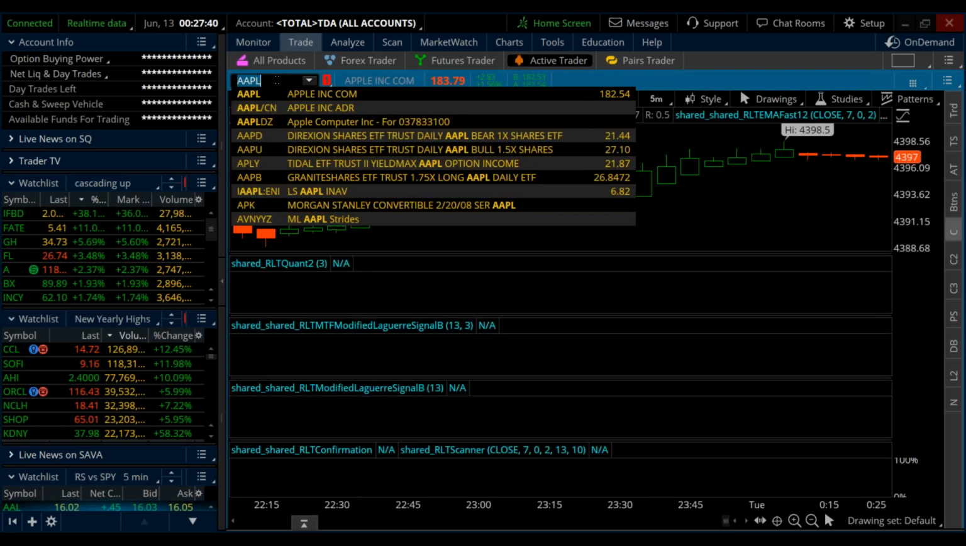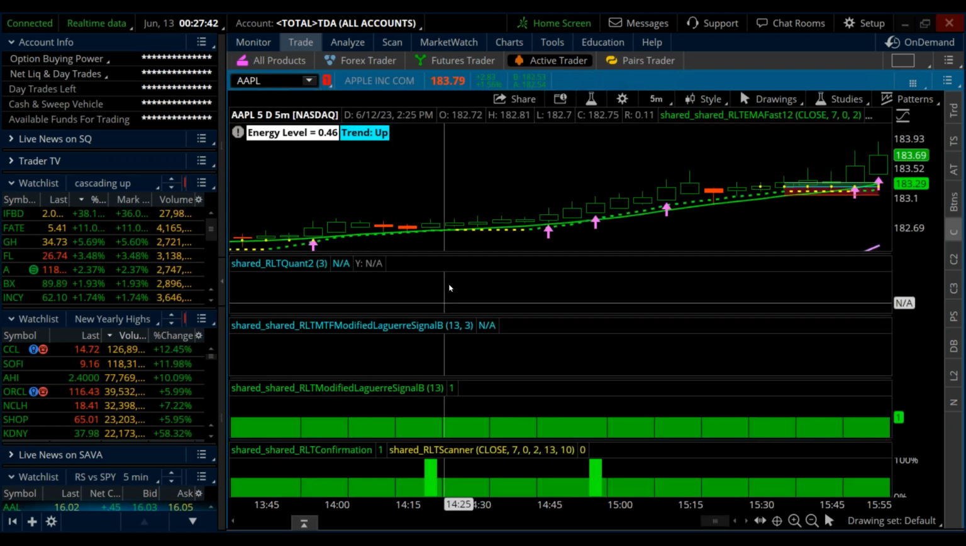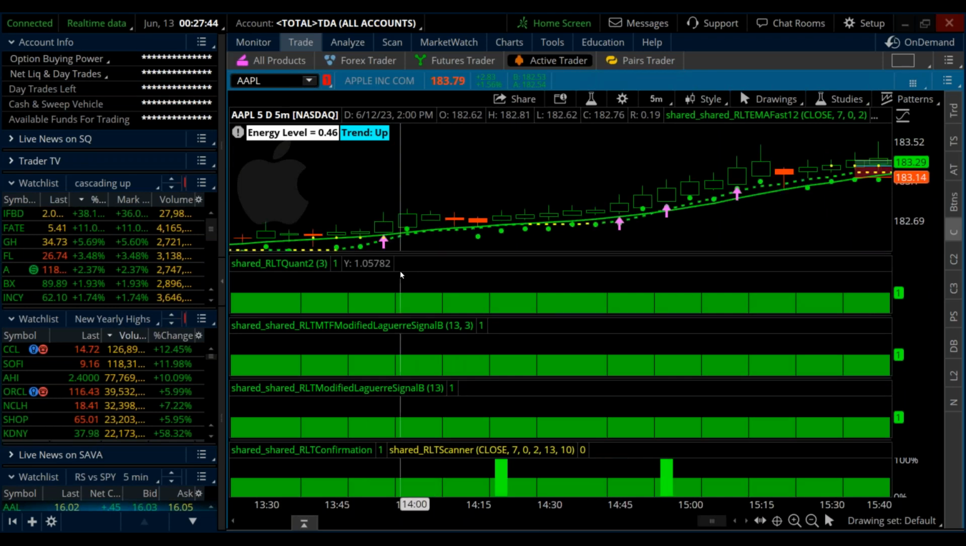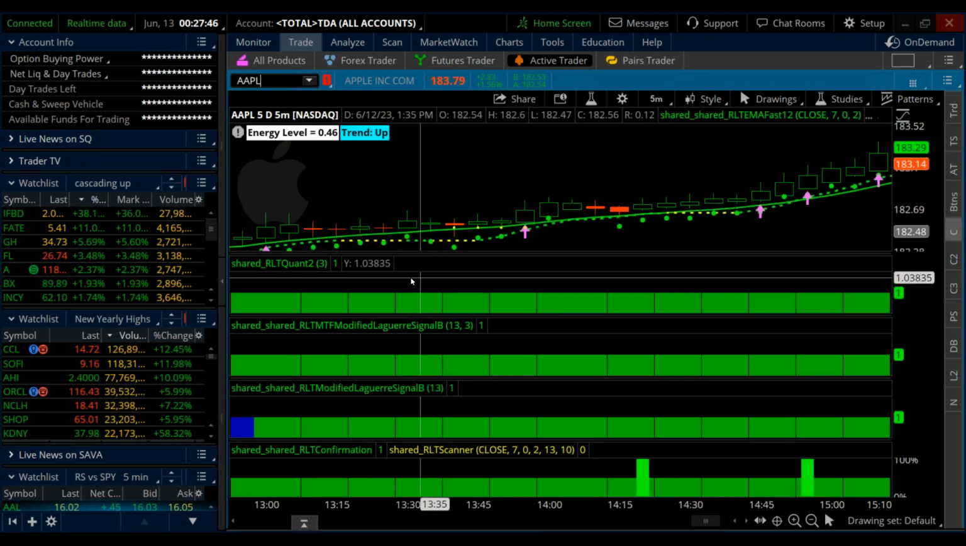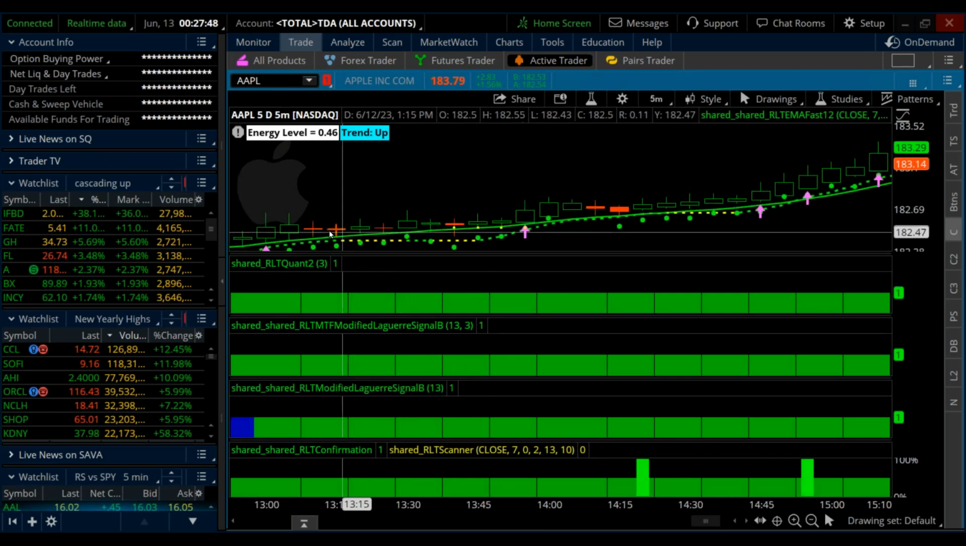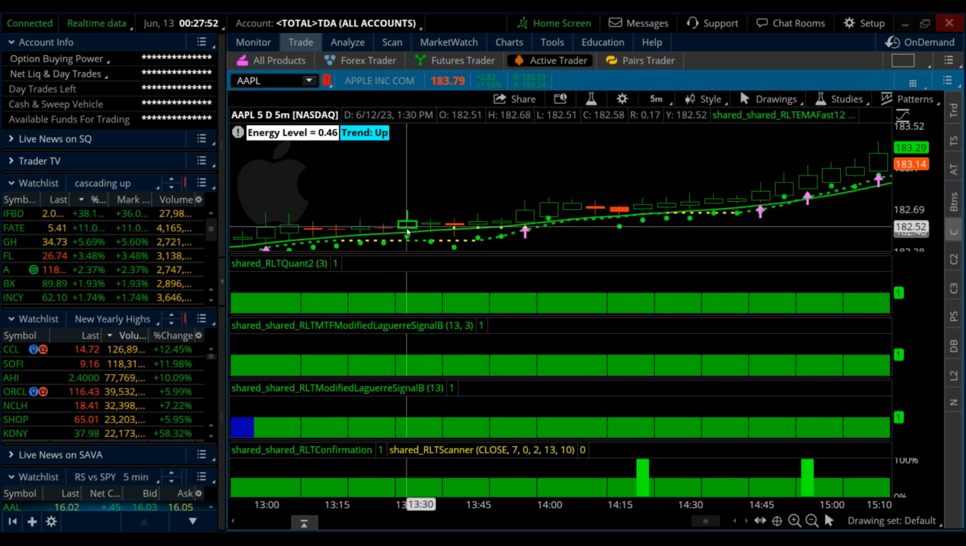And I'm going to switch over to TC2000 in a minute as well. All right, so here's an Apple chart. Let's go back to an Apple chart today. All right, so here we have this compressing. You see, we're getting wicks and tails, wicks and tails. We get a flat bottom here, and then another wick and a tail.